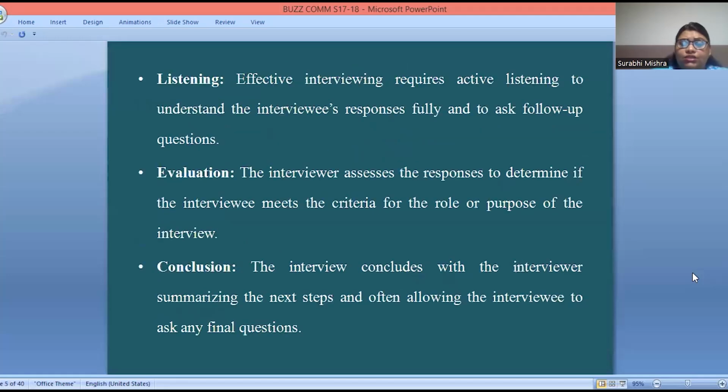So we'll further see what the other elements are. The other important aspect is listening. Effective interviewing requires active listening.